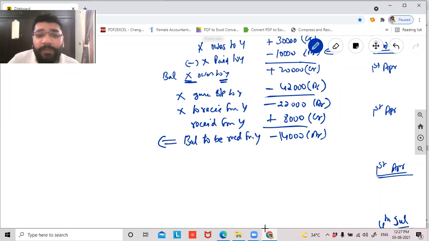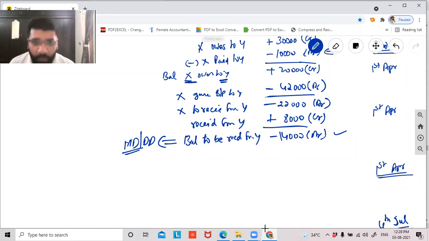Please tell me, when will this balance be received from Y? Technically, what is the last date till which X can wait to receive this money? 7th October. Can I say that is the maturity date or the due date of the second bill? Technically, till the due date of the second bill, X can wait to recover this money from Y. Yes or no? Yes, sir. So Y will give this 14,000 to X and X will pay Axis Bank 42,000 rupees. That is the deal.